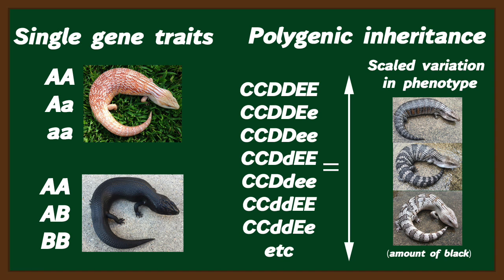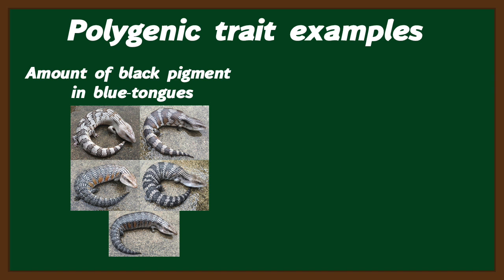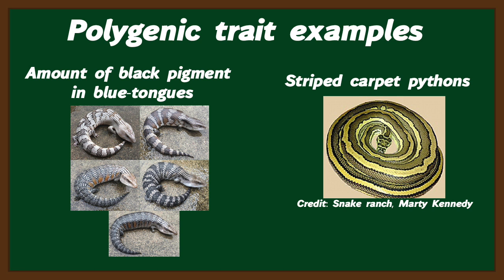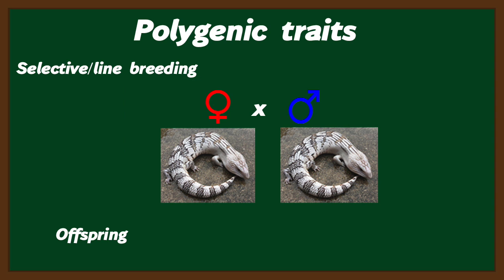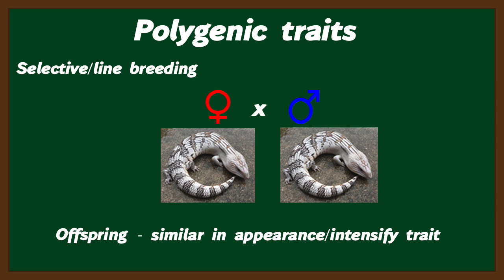such as the lack of melanin in albinos and presence of melanin in animals with a normal wild-type allele. The amount of black pigment in blue tongues and the amount of striping in carpet pythons are examples of polygenic traits. These traits can typically be selectively bred or line bred, pairing animals similar in appearance in an attempt to replicate or enhance the intensity of the trait in their offspring.